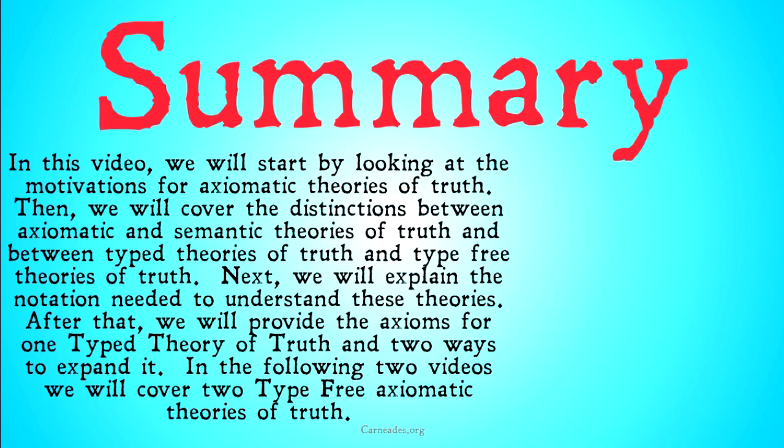After that distinction, we will explain some of the notation needed to understand these theories. We will be building on a lot of the logical notation we've used in previous videos and adding more. After that, we will provide the axioms for one specific typed theory of truth, and then two ways that we can expand that typed theory of truth. And then in the following two videos, we'll cover, in each one, two type-free axiomatic theories of truth.